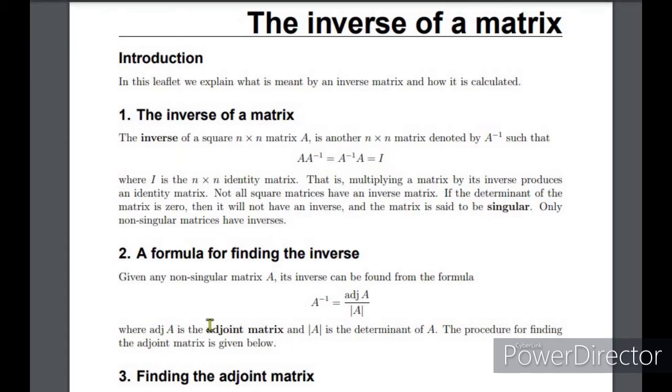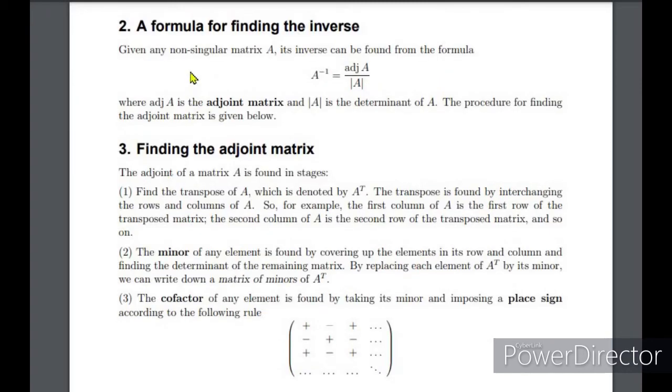So next is the formula for finding the inverse. Given any non-singular matrix A, its inverse can be found from the formula A raised to negative 1, meaning the inverse of A, is equal to ADJ A over the determinant of matrix A. What is ADJ? It is the adjoint matrix. And of course, the absolute value of A is the determinant of A. So the procedure to get the adjoint matrix is as follows.